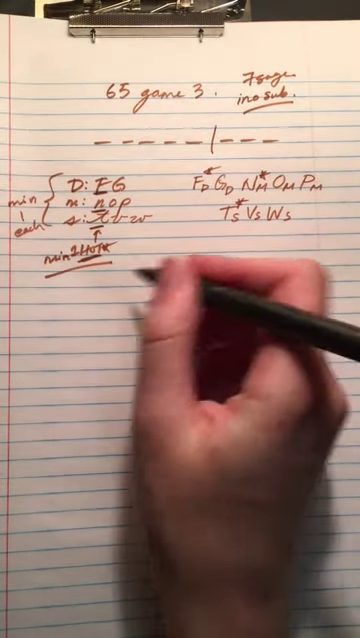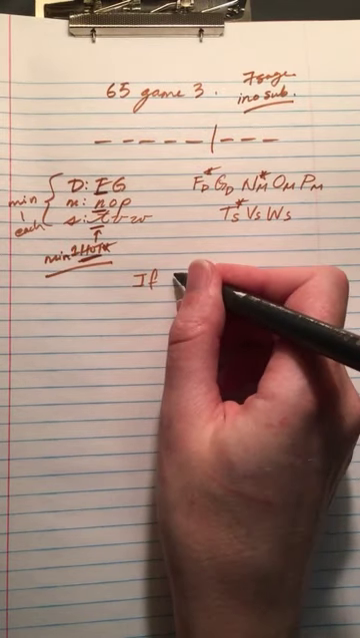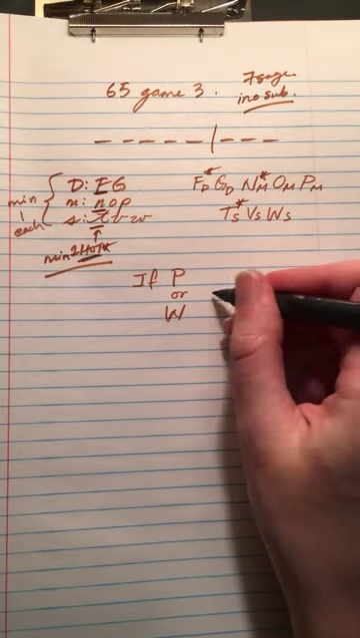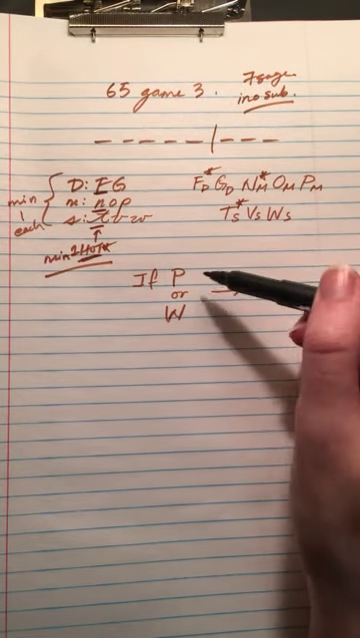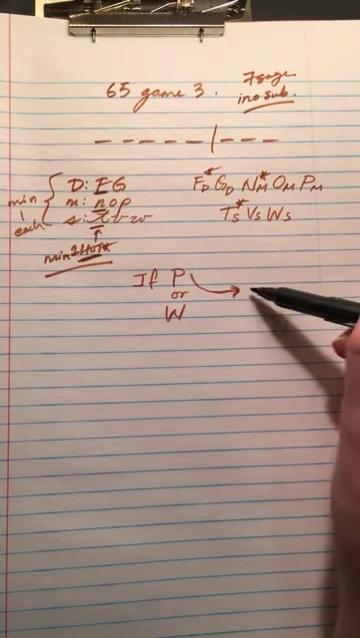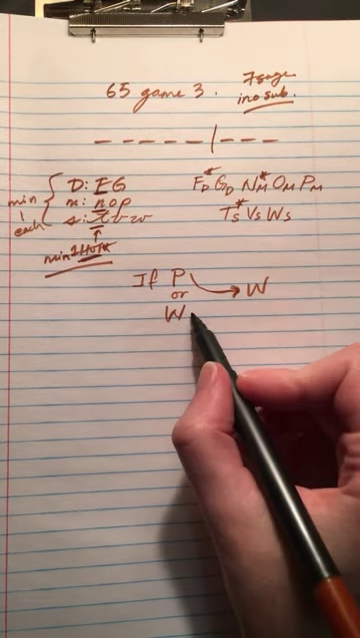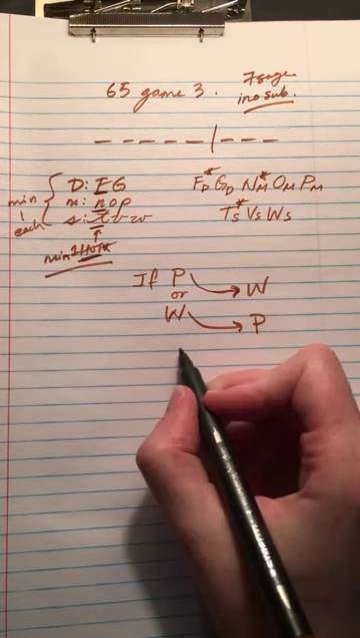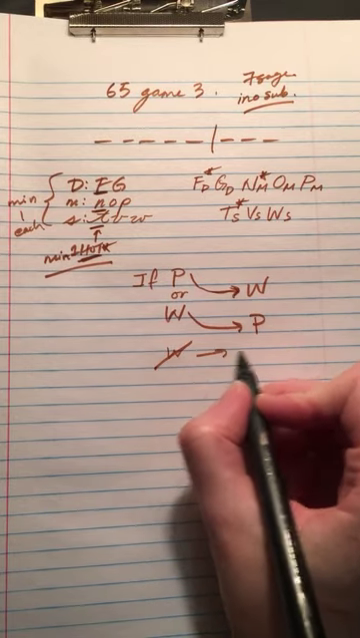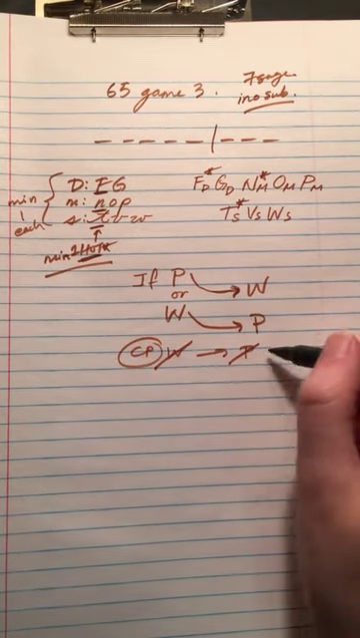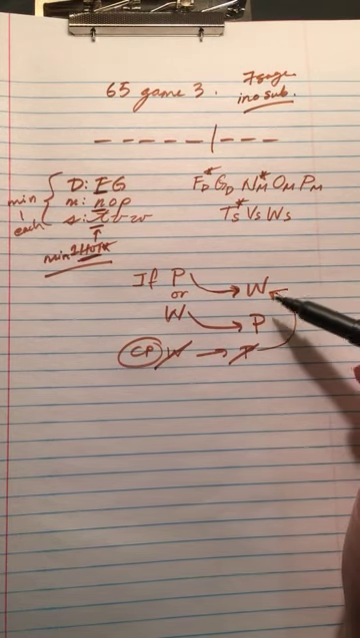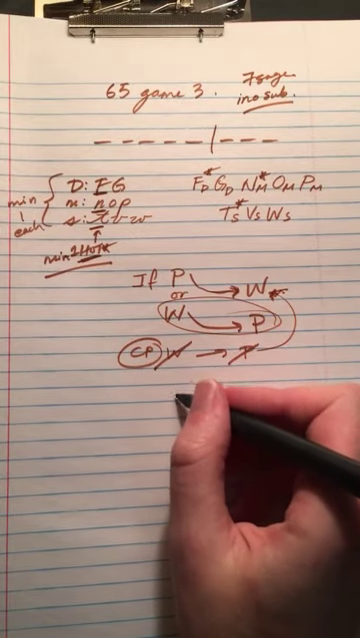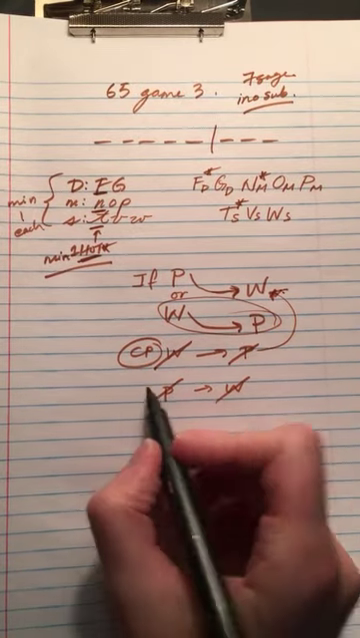Okay. Then we have our conditional rules, or if-then statements. So if P or W is in, then the other one is in. Okay, so if P is in, then W is also in. If W is in, then P is in. So if W is not in, then P is not in. That's the contrapositive for this one up here, right? And the contrapositive for this one here is if P is not in, then W is not in.